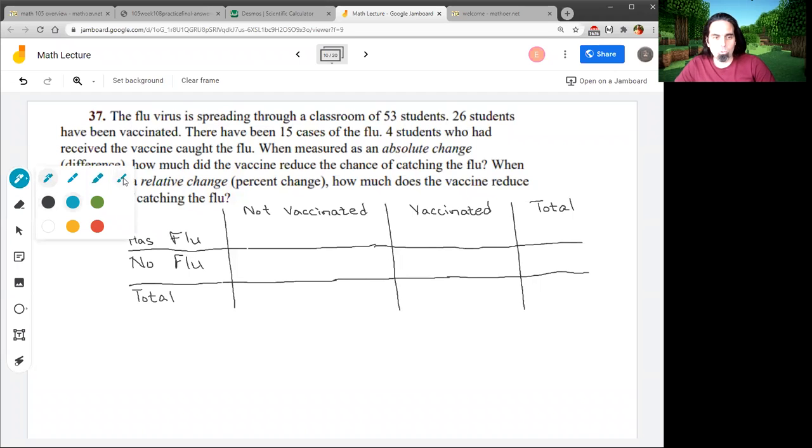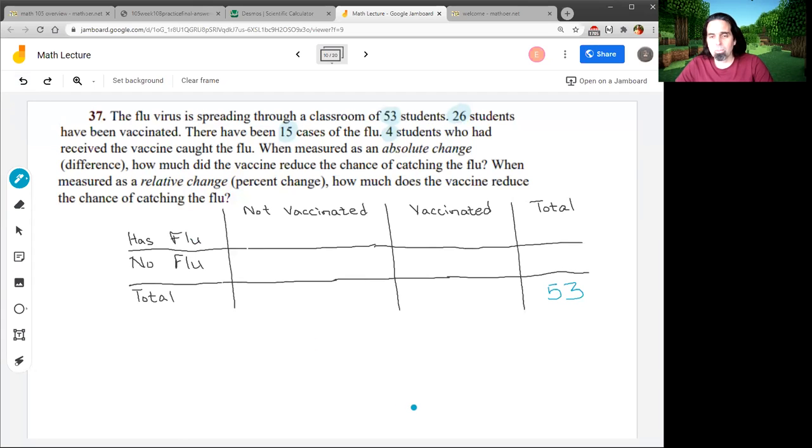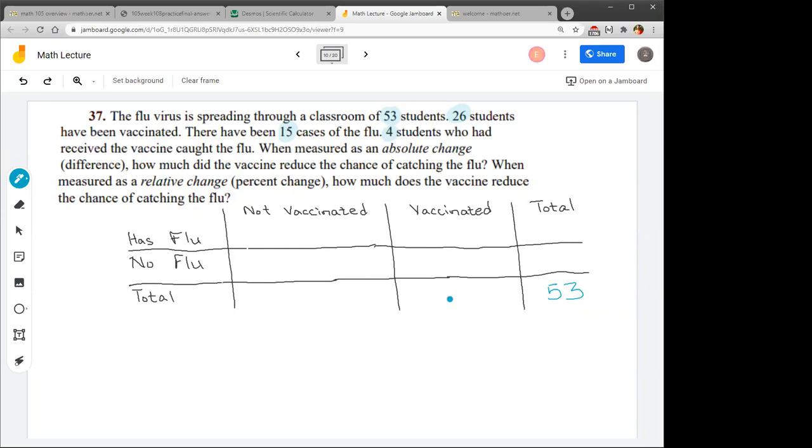Okay, so I'm going to use our numbers that we have and plug them in the right spots. So the total number of students in the classroom is 53. 26 students have been vaccinated. Where does that go? The 26 students that have been vaccinated, where does that go? Under the total under vaccinated.